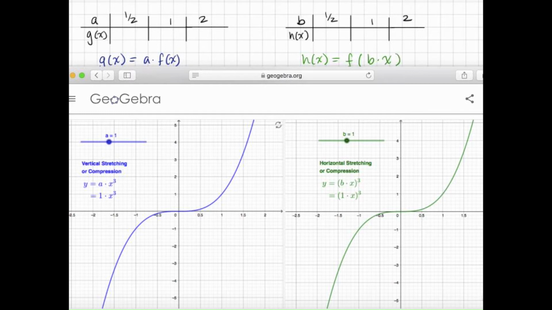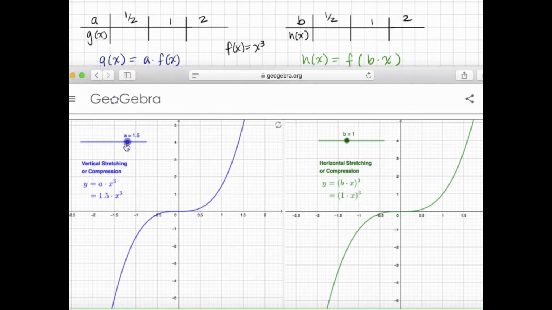And unlike the tables we usually make, which give us ordered pairs, each of these outputs is going to be a function. We're going to put in a value for this a constant or this b constant and see what happens to our original function f of x. And remember, f of x equals x cubed in this example. And that is visible right here. So take a moment and play around with this example. You can move the sliders up or down and see what this does to the graph.